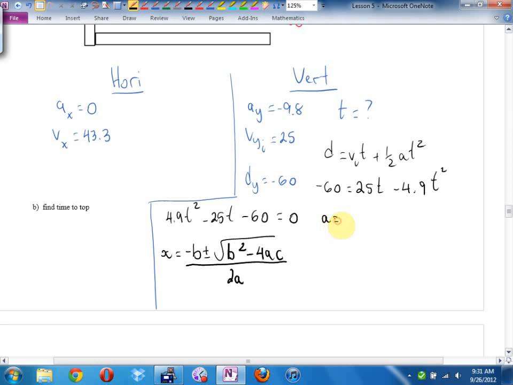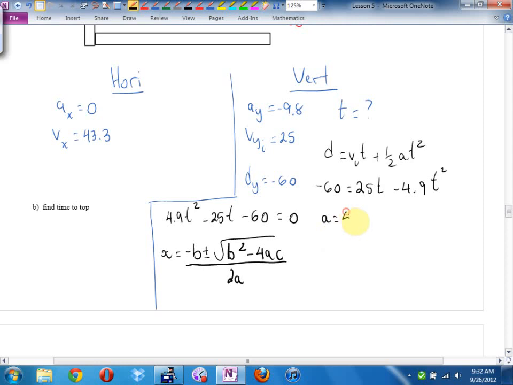What's a in this quadratic equation? By the way, this is also why I always put a y on my acceleration, because this is a letter A and this is a letter A. Is it possible for you to get them confused? We're running out of letters. We need a bigger alphabet. So AY is acceleration, A is quadratic formula. What's A in this quadratic equation?